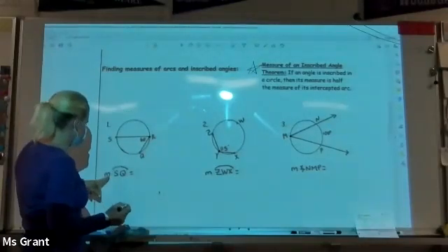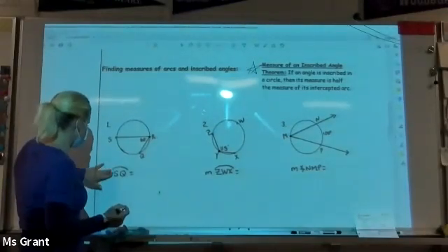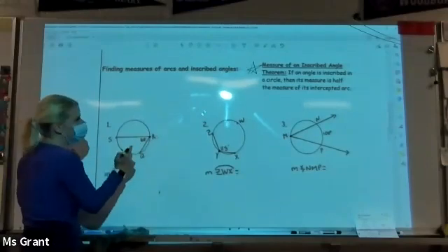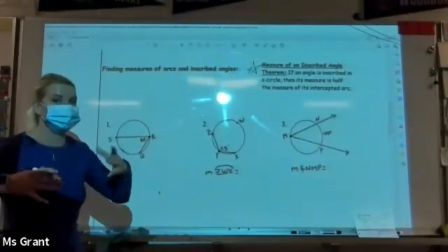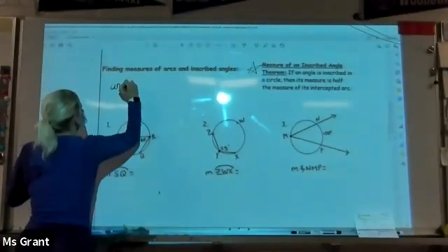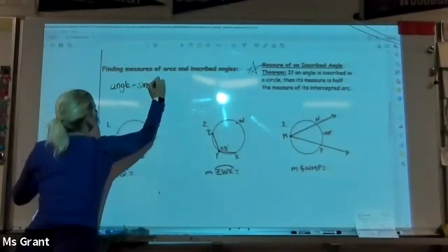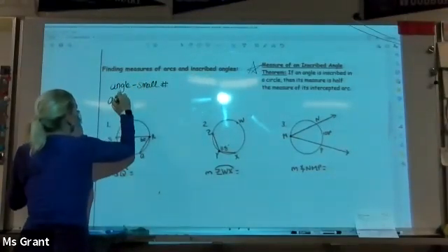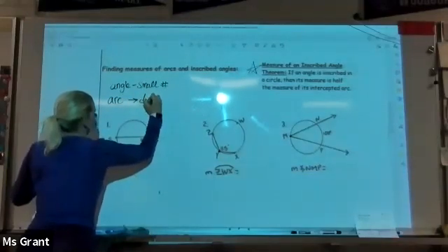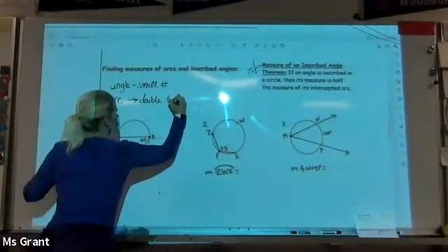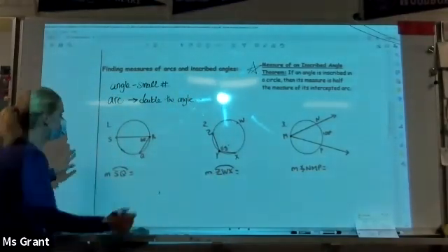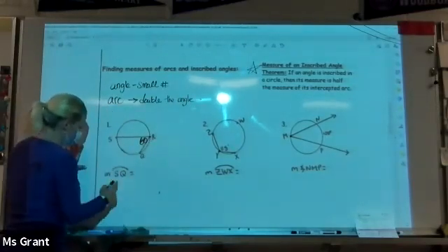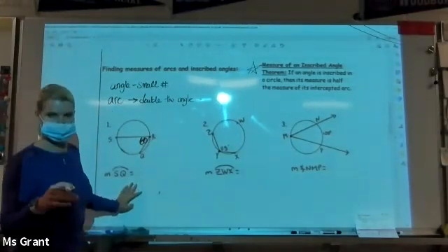So arc SQ, the angle is the smaller of the two choices, the arc is bigger. So the angle is going to be my small number, and my arc is double the angle. Okay? SQ, this is 60. What's my arc SQ? 120.